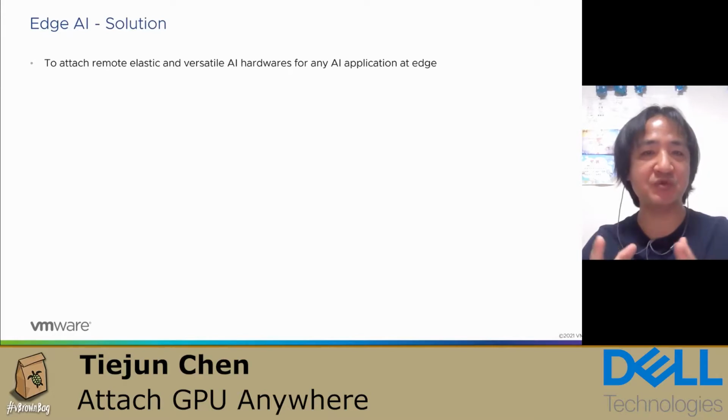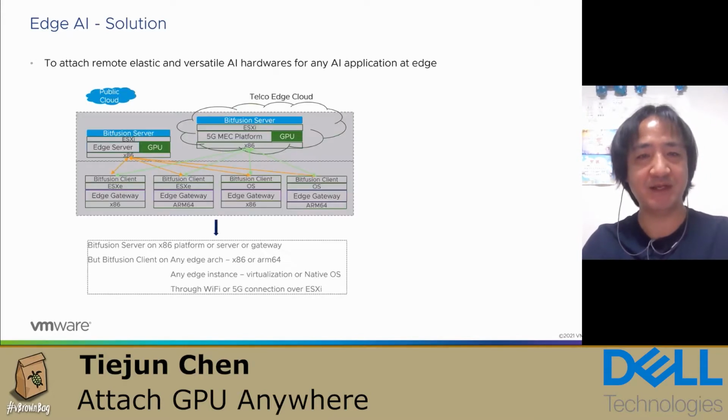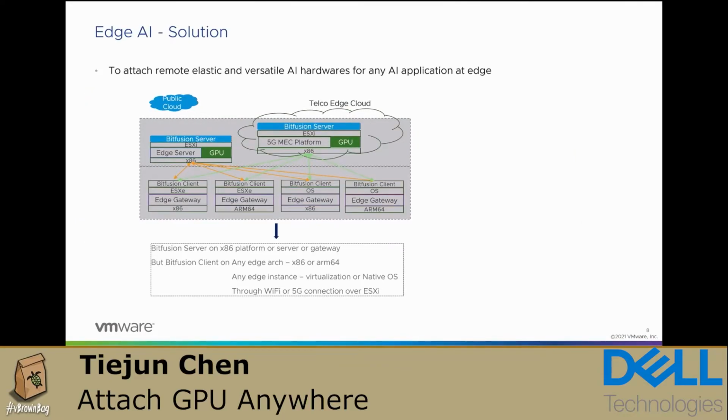We plan to attach that remote AI accelerator for any application at edge. Here, we deploy the Bitfusion server on an enterprise on-premise server, or on 5G MEC platform provided by a telecom vendor. And then we deploy the Bitfusion client on a remote edge system, including IoT edge gateway, IoT endpoint device, and other edge systems if possible. So now we can attach GPU from this server to this remote edge system.